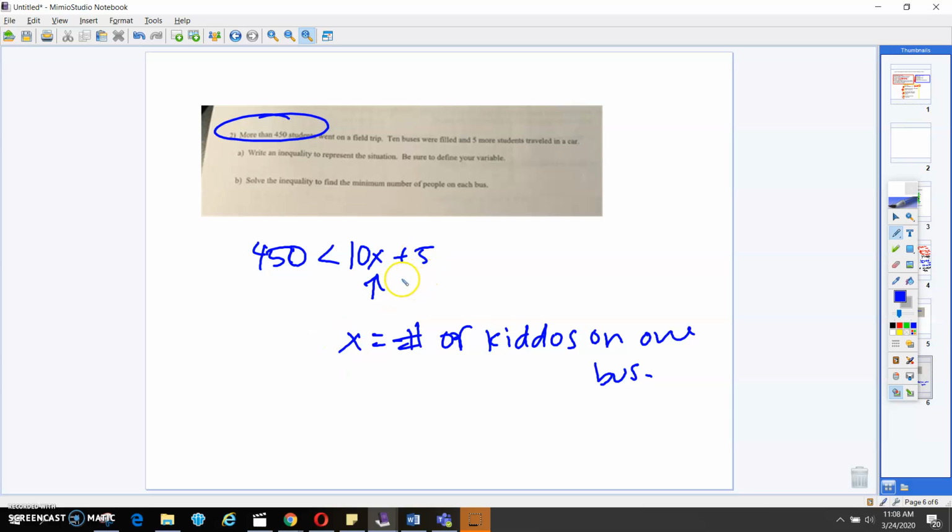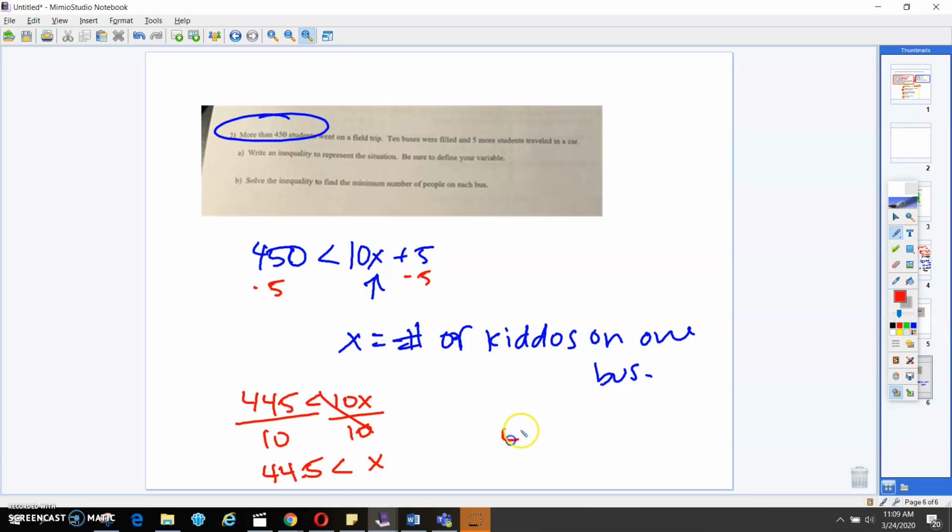So we're going to subtract 5 from both sides. That's going to give me 445. I'm going to divide by 10 on both sides. That's going to give me x, and this would give me 44.5. Now, minimum number of people on the bus. That's going to be 44 because we're going to, 40. Yeah, it should be 45.